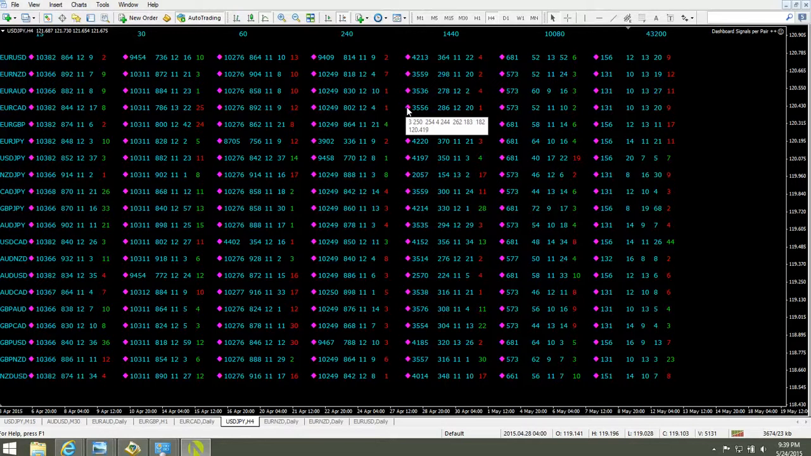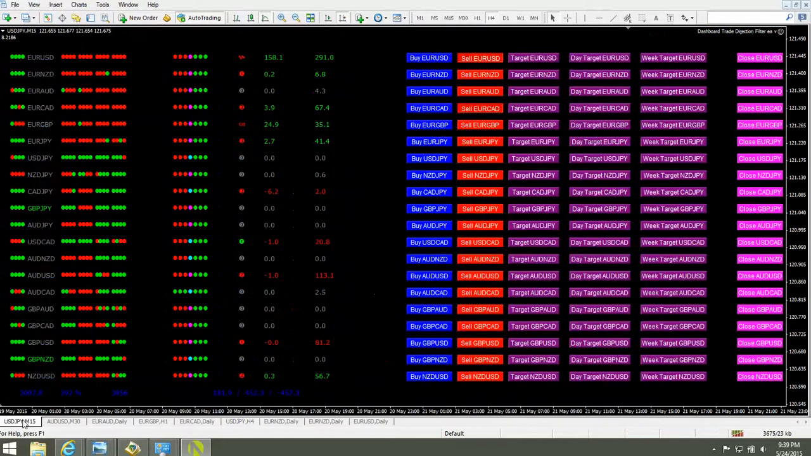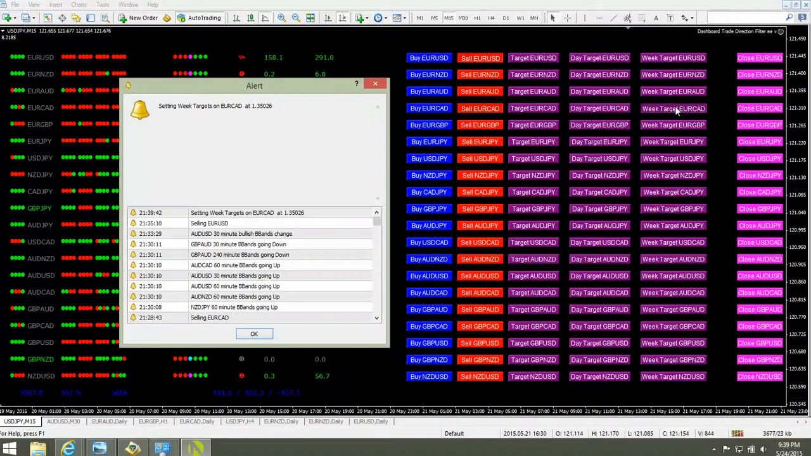So if we wanted to right now, we could go ahead and set the targets on those things to big targets. In other words, we'd set our profit target out. And if it fell down to it, we don't have to be here. It closes the trade. You want to do that? Yeah. Okay. We want big targets. So what we want to do, we want to come over here to EuroCAD, and click one time. Okay, setting week targets on the EuroCAD at 1350.26.